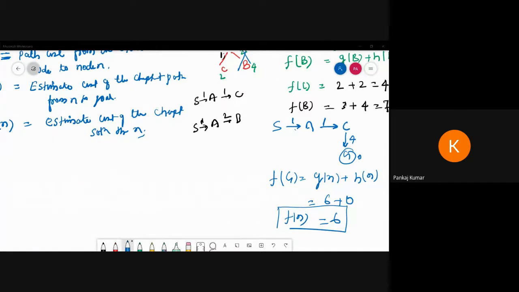So how this function will work, clear? Yes, sir. Anyone have a doubt? Yeah, anyone have a doubt, please? Okay.